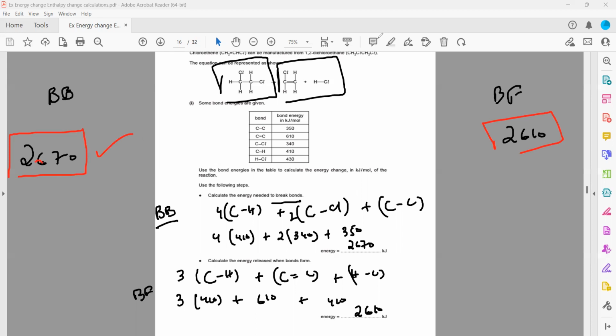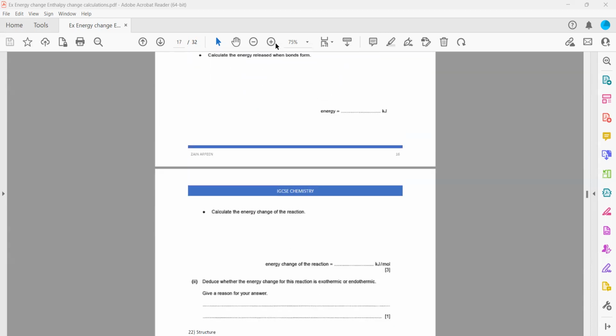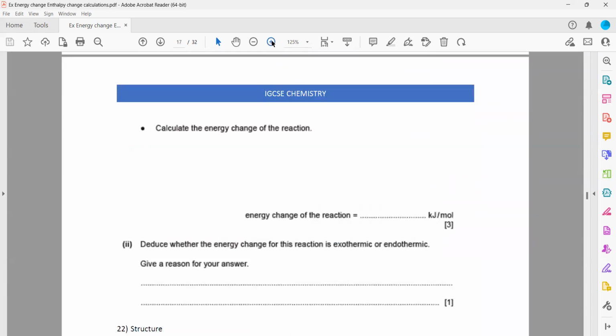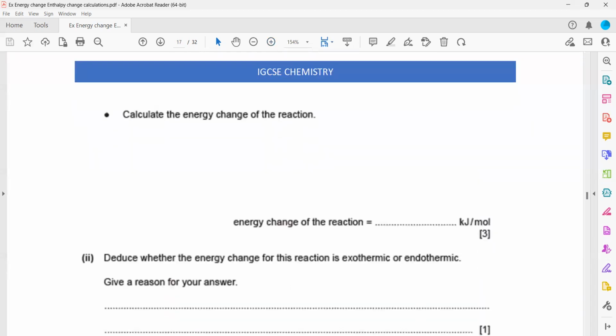And how much energy change will occur? We just take the difference of the two, 2670 minus 2610. So this will be 60. And deduce whether the energy change of this reaction is exo or endo. So it will be endothermic, and what is the reason for that? The bond breaking energy is more than the bond forming energy. You will write in words, I'm writing in short, but you will write in words that the bond breaking energy is more than bond forming.